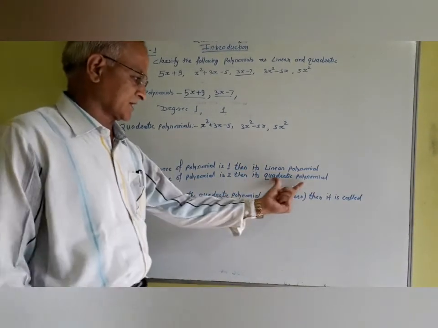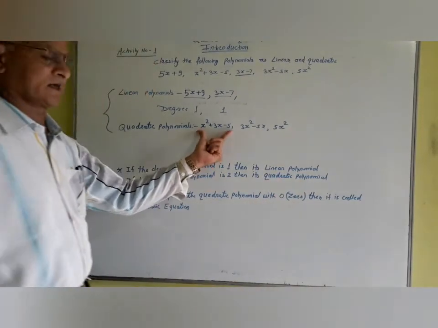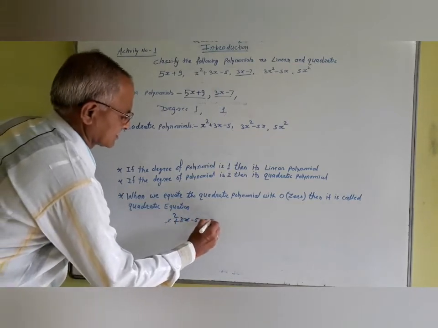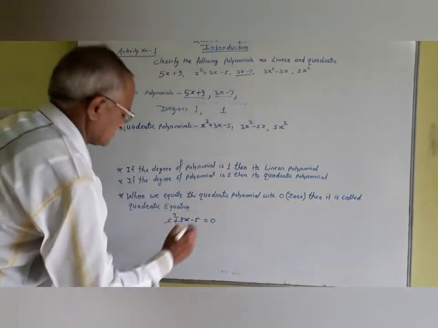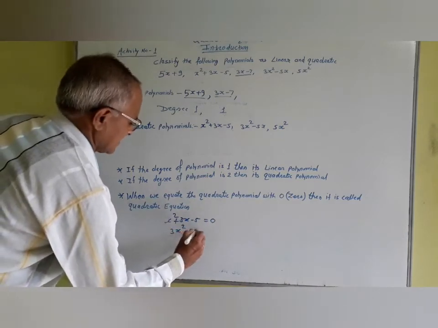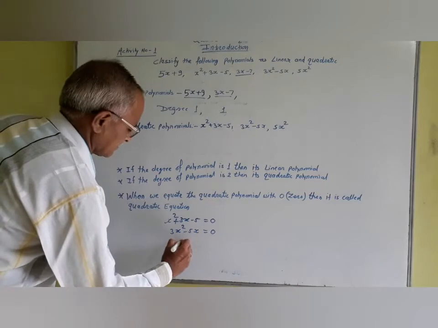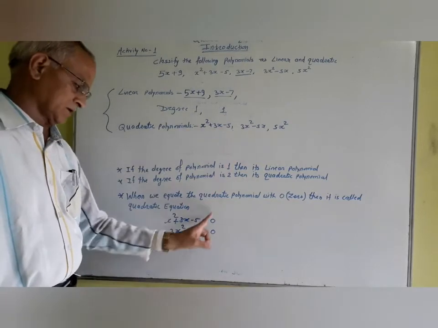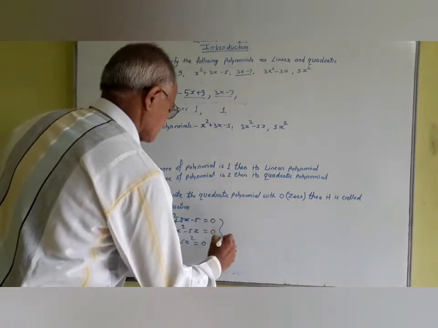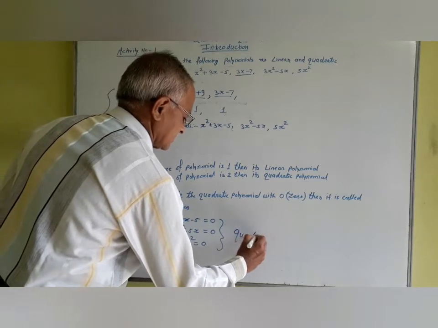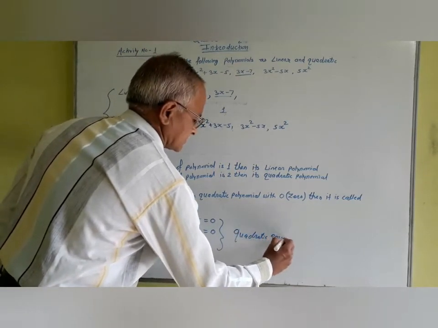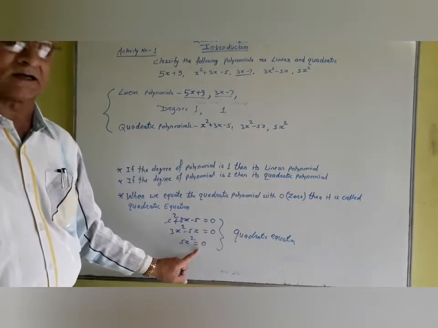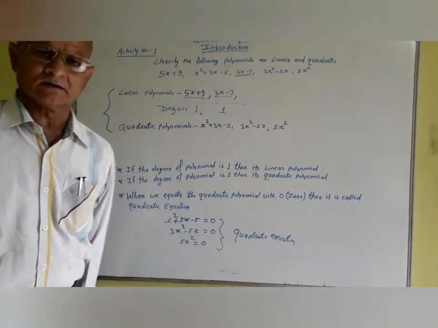When we equate a quadratic polynomial with 0, that is, x² + 3x - 5 = 0, 3x² - 5x = 0 and 5x² = 0, then they are called quadratic equations. So when we equate a quadratic polynomial with 0, we call it a quadratic equation.